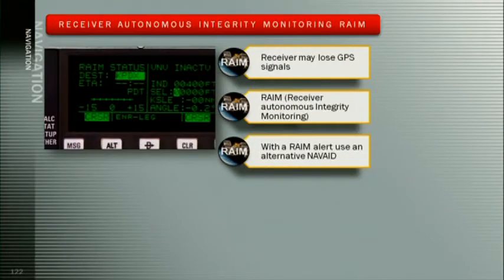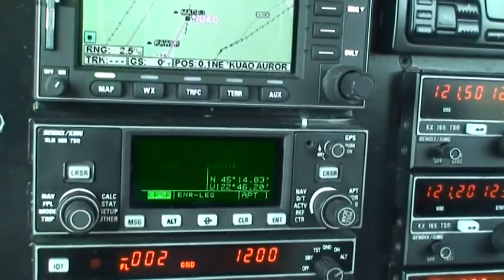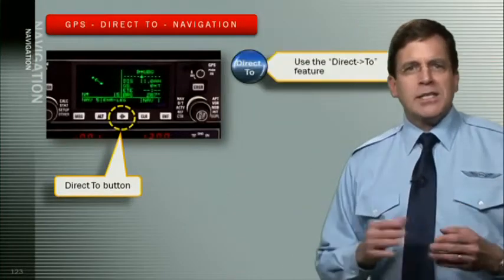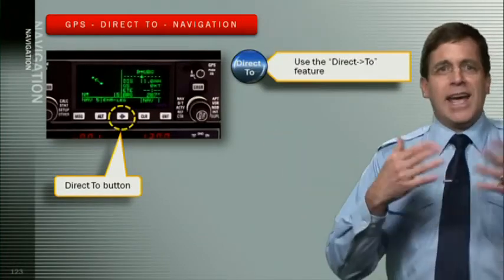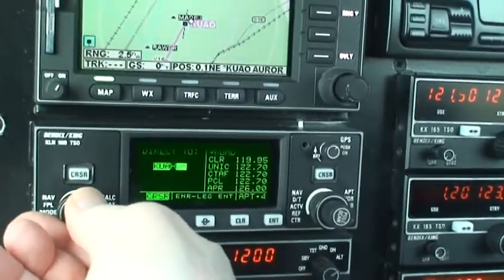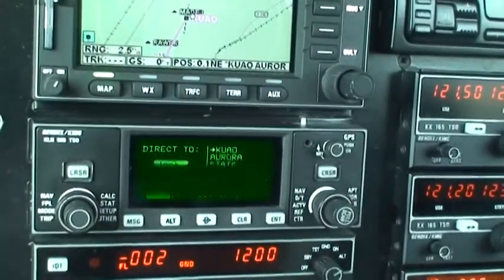The Direct To feature is the most common and easy to use implementation in modern GPS receivers. To use the Direct To feature, you must enter the airport identifier. Here we've got one, we're going to identify KAUO, or enter a name identifier, and the GPS computes a direct route to the destination and the fix.